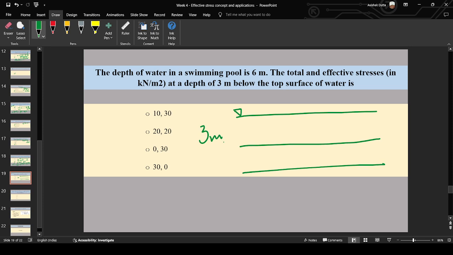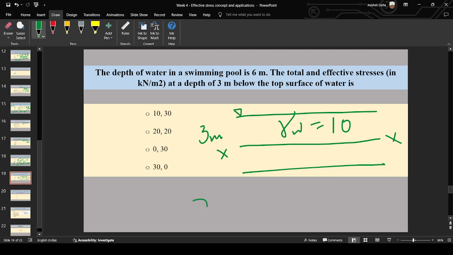Now nothing is mentioned about any kind of soil over here. There is no grain to grain transfer of pressure, so there is no effective stress. Effective stress is 0. Going by the options, you can see that only one option has the second part as 0, the fourth option. But total stress means the entire amount of stress, that is the soil and water combined. There is no soil, so at this level it is only water. So I use gamma W. Gamma W is not given, you can consider this as 10. So 10 into 3, that is 30.